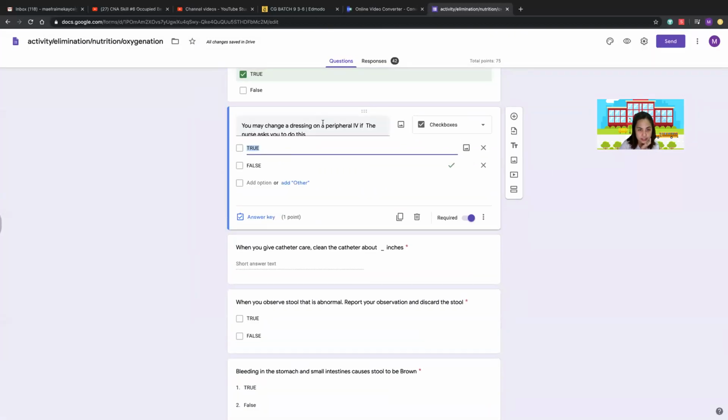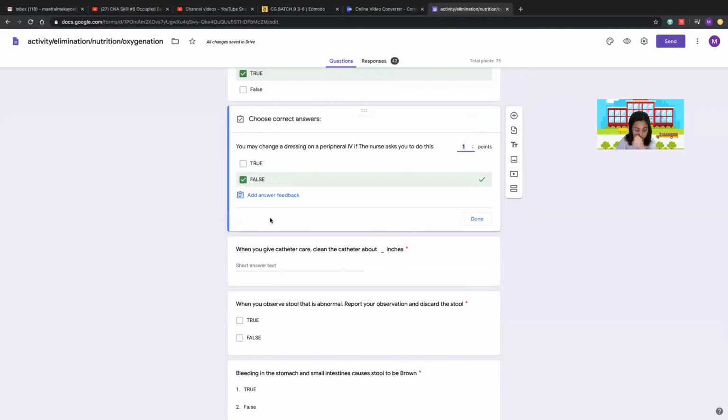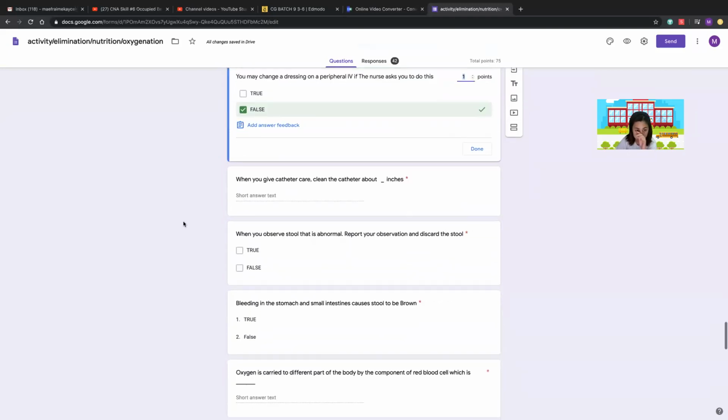You may change a dressing on a peripheral IV if the nurse asks you. Okay? If a nurse asks you to change the IV dressing of a patient, don't do that because it's not your responsibility. So the answer is false.